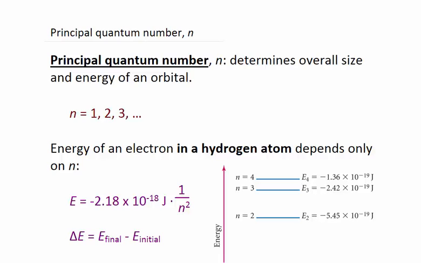N, for one thing, determines the overall size and energy of an orbital. Remember, an orbital is what we use to describe where an electron is. So n determines the size of that, but it also determines the energy that that electron has. We talked last time about how electrons can only have particular energies. N will be the main contributor to what that energy is.